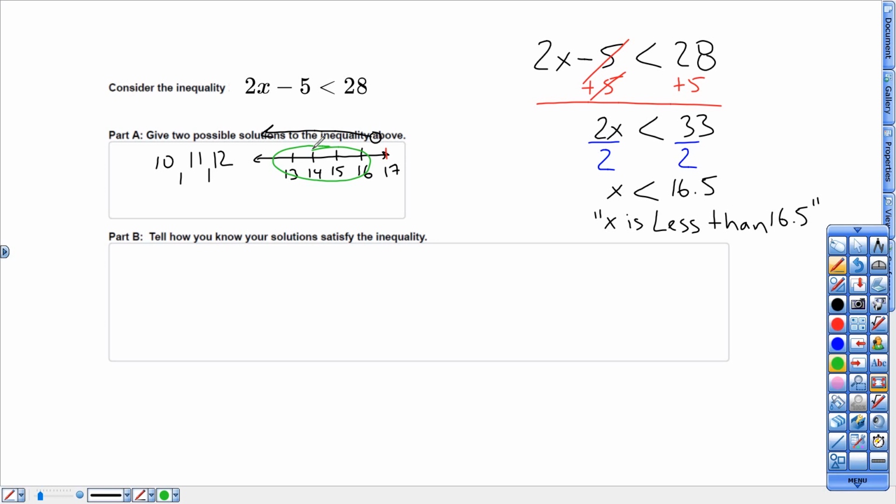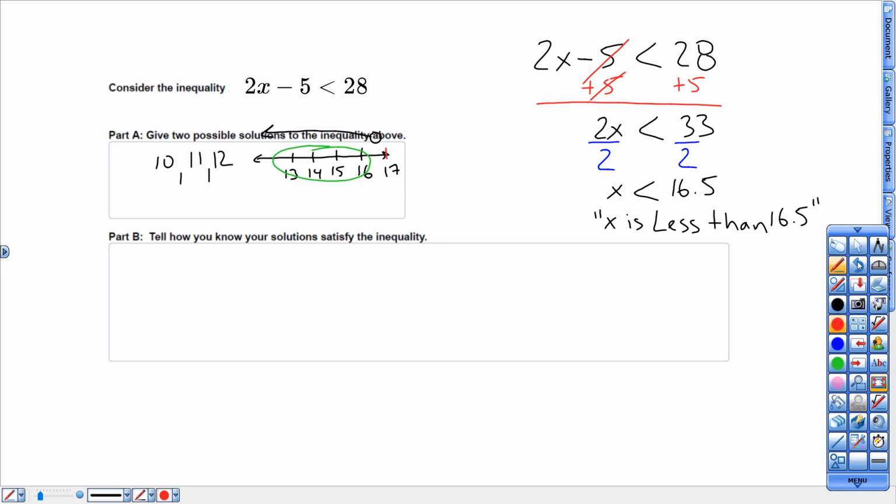Don't want to do numbers that are more than 16.5. So again, these numbers would be bad. If you chose from there 15, 16, 17, that would be no good because technically 17 is not less than 16.5. If you, of course, pick 17, 18, 19, those would be no good either. So again, solve it either with a number line or not. Be able to give me numbers that are possible solutions.